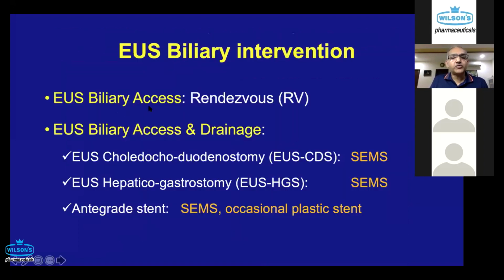So what are the interventions possible? Biliary access, you can do a rendezvous procedure for a benign disease, where biliary access and drainage are both required. Then you can do choledochoduodenostomy with a metal stent, hepaticogastrostomy again with a metal stent, and an antegrade stent, metal stents for a malignant disease, and occasionally a plastic stent for a benign disease. The last part, antegrade stent, if it's a benign disease, usually the intrahepatic ducts are not so dilated. When I say benign disease, it may be a benign biliary stricture or a stone disease. In stone disease, the IHBRs are not so much dilated, whereas tight strictures of benign etiology can sometimes cause dilation, and then you can use this option.